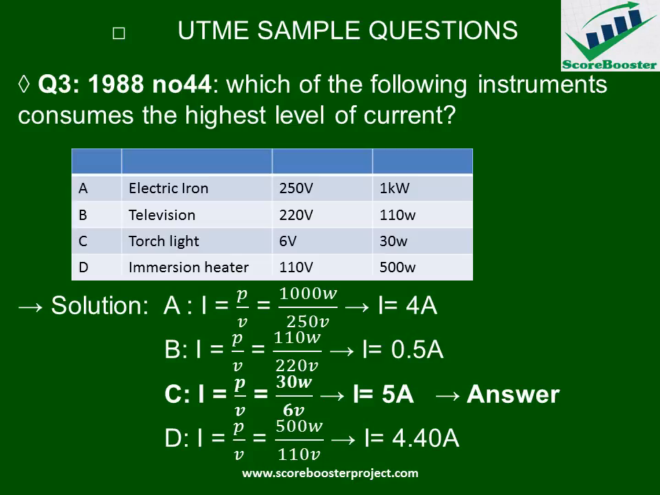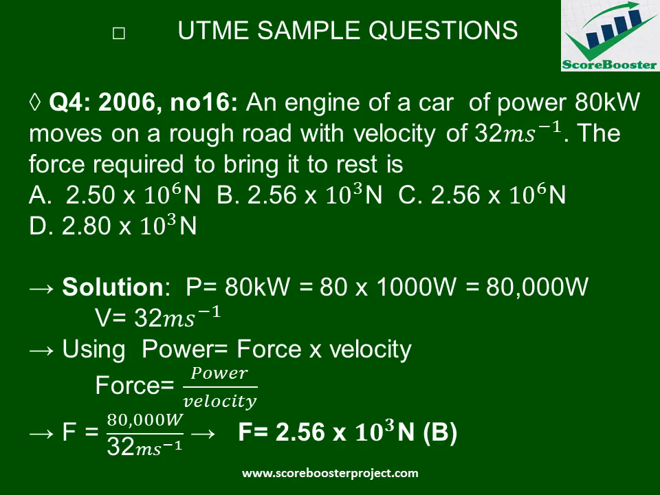which is 110 volts. That will give us 4.40 ampere. Now, out of all these currents from A to D, the highest we have here is C, which is 5 ampere, making option C the correct answer, being the highest current we have.